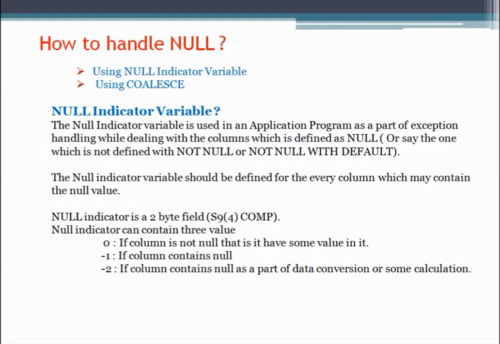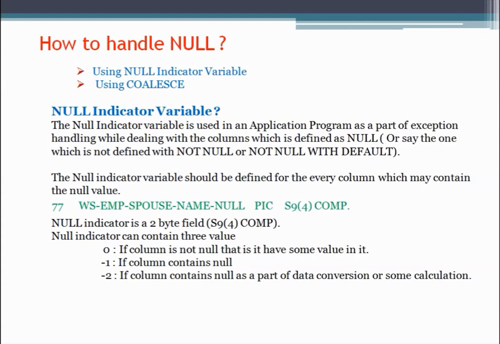Now let's try to understand how we will handle it using a null indicator variable in a COBOL program. A null indicator variable is used in an application program as part of exception handling while dealing with a column which is defined as nullable or which may contain a null value.